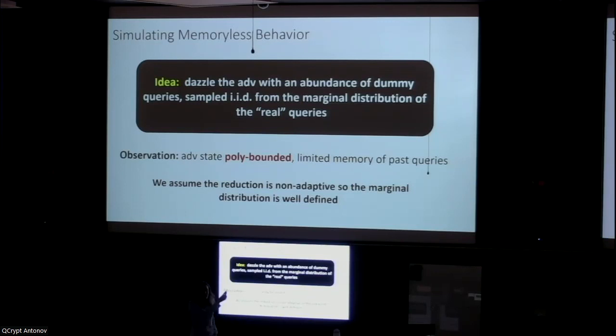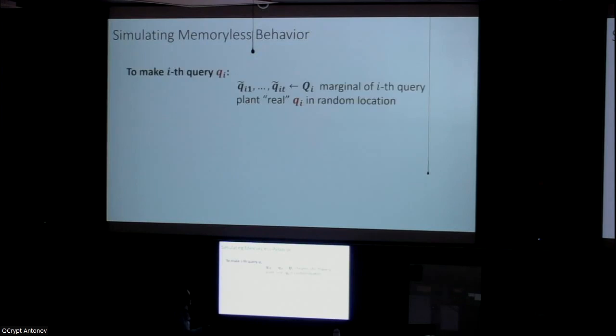Okay, so this is one more place where we assume non-adaptivity, which lets us use IID queries. That's nice to assume. This is where we assume that the reduction's queries do not depend on the adversary's answers. But that's essentially what we do.